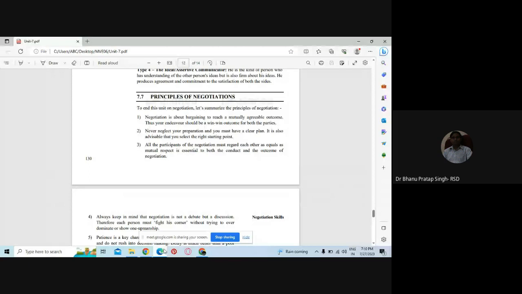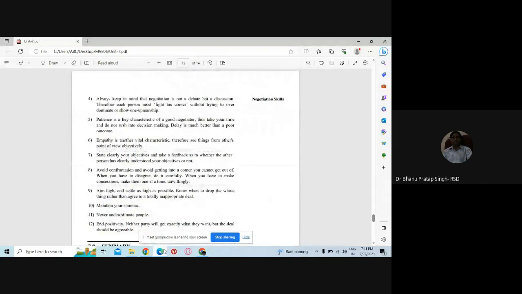The second principle: never neglect your preparation and you must have a clear plan. It is also advisable that you select the right starting point. This is the second principle. Third, all the participants of negotiation must regard each other as equal, as mutual respect is essential to both the conduct and the outcome of the negotiation.